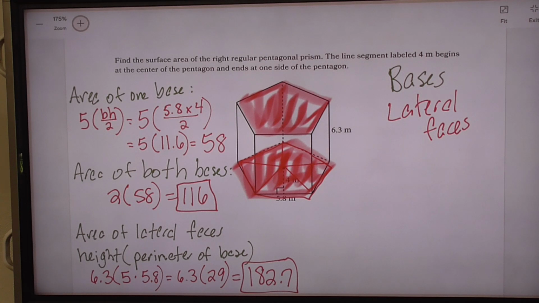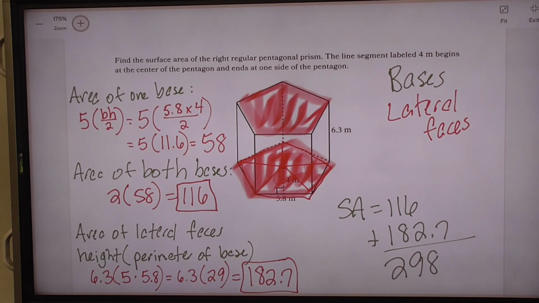So to find the area of the whole thing, the top, the bottom, and all of the sides that go around it, all we need to do is add those together. So surface area is equal to 116, the area of both the bases, plus the area of the lateral faces. And when we add that together, we get 298.7. And they give us that in meters, so at the end I can go ahead and put meters squared.